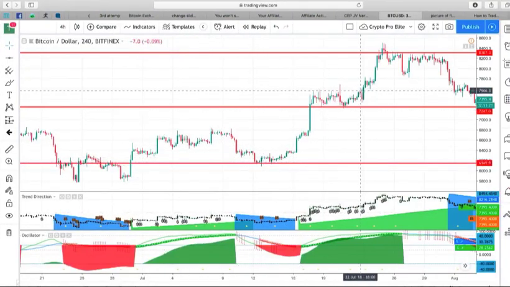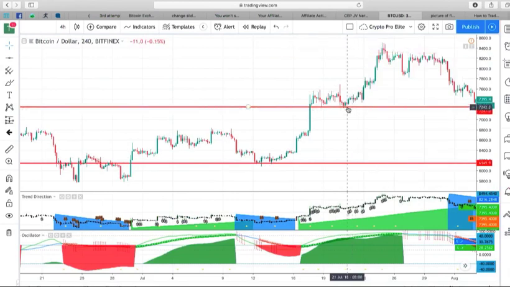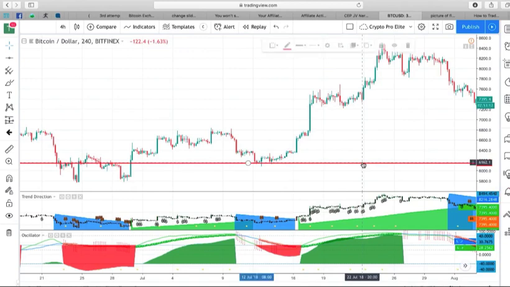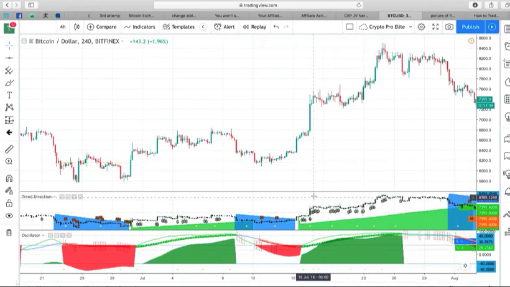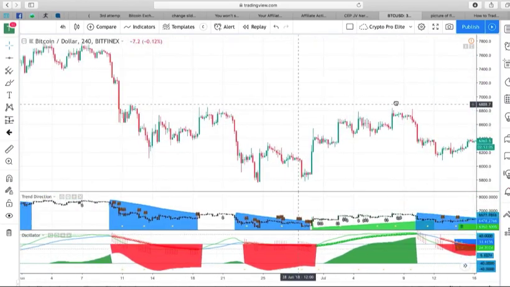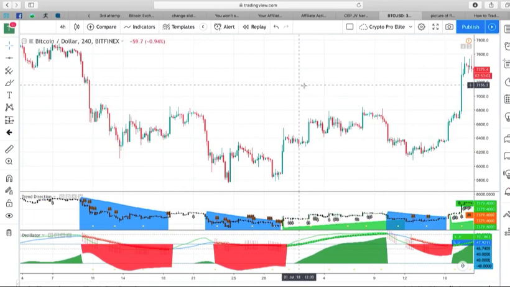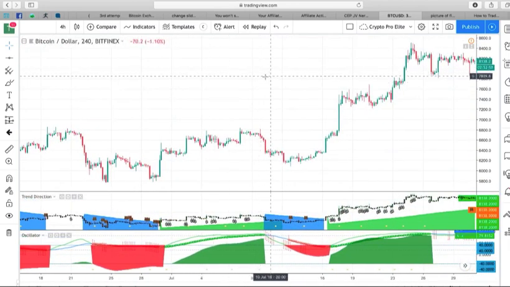So we talk about our support and resistance and all these different things, right? So here's what I'm going to do. I'm actually going to remove all these lines. What if I told you that you didn't need to know any of this stuff that we've been going over in this entire series? All right, there's a way to actually start trading successfully and have a piece of phenomenal software that we call Crypto Pro Elite that does all of this for you.